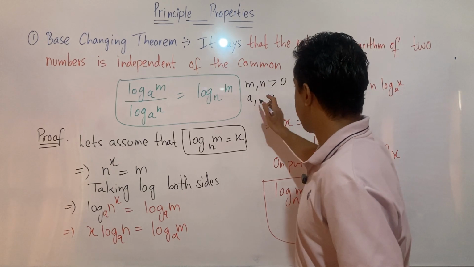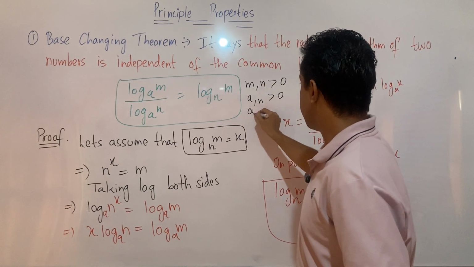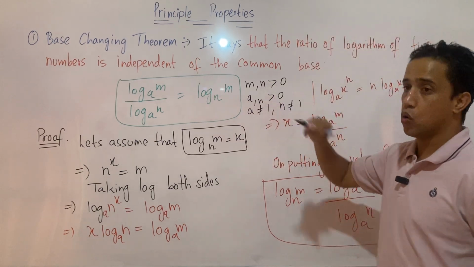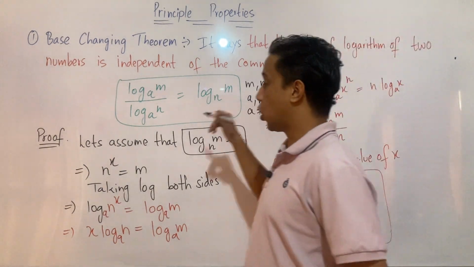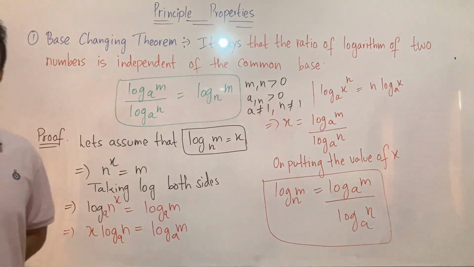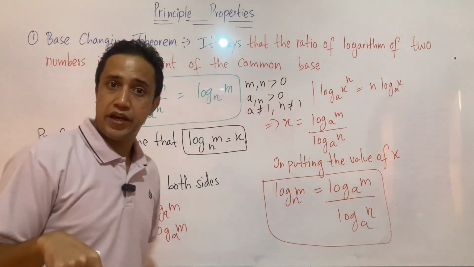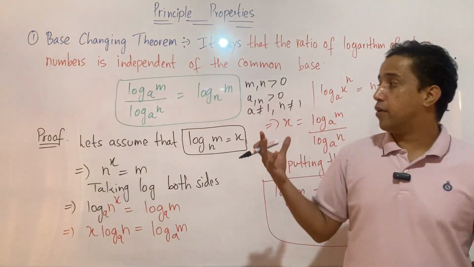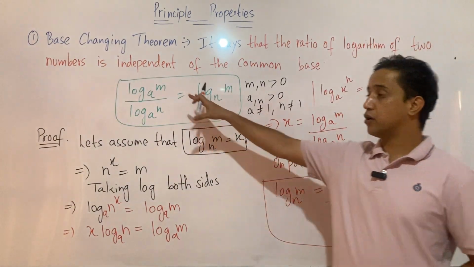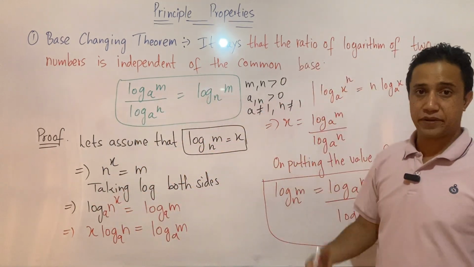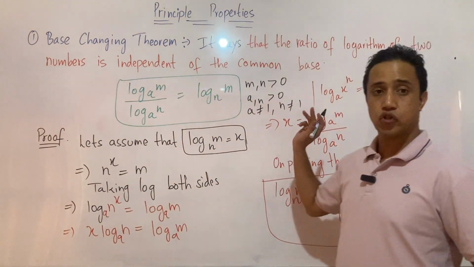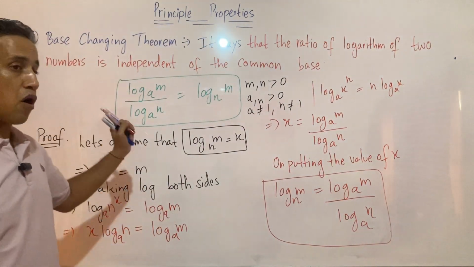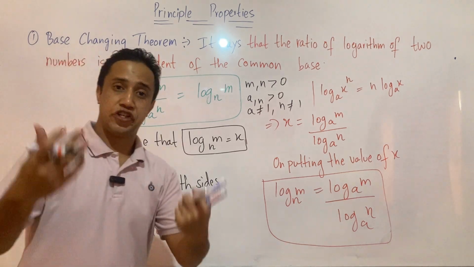Okay, a and base n must be greater than 0. A should not be equal to 1 and n should not be equal to 1. So because your base must be greater than 0 and base cannot be equal to 1, and the number, okay, because log is defined for the positive number, so your number must be greater than 0. Okay, so this is very important property, because this property is used to change the base.